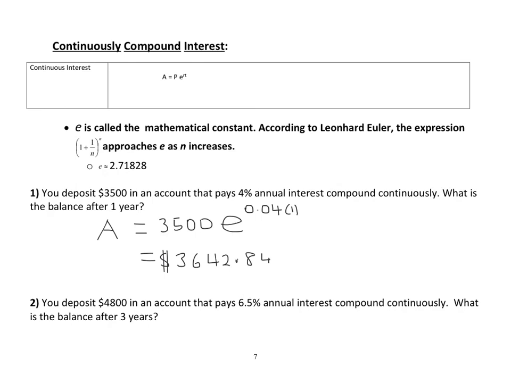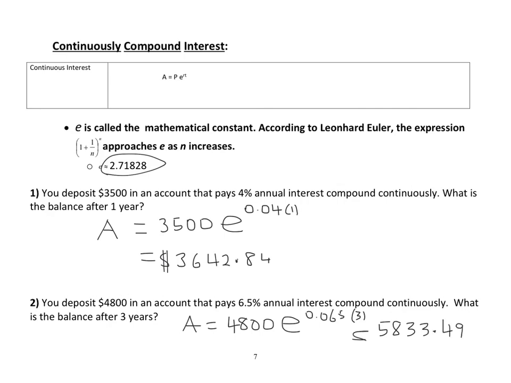Okay, the next one here, you're told you deposit 48,000. So you're looking for the amount. And for this one, I am using the same formula. Just to let you know, there is the E value in the calculator. If you don't have a calculator with the E value, you can just use the number up there. So E raised to 0.065, and then we are going to multiply that by 3, and we are going to get 5833.49. So that is how much will be in the bank in 3 years.